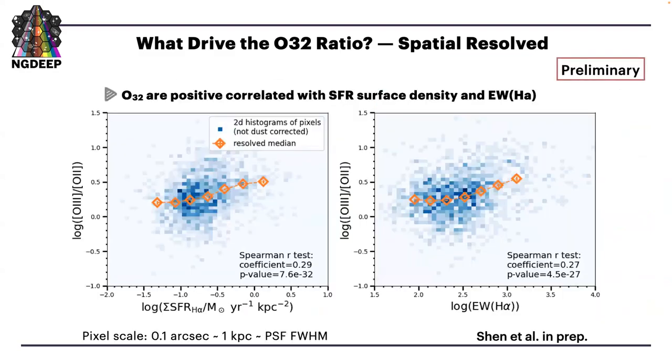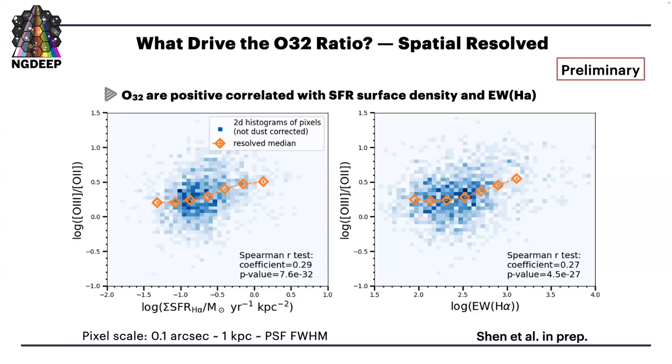So we do a statistical analysis rather than just looking at the image. Here we show the O32 ratio, pixel by pixel, as a function of star formation rate surface density, and this is equivalent with H alpha. Star formation rate is also derived from the H alpha emission line maps. And we see a positive correlation when we bin by the median.